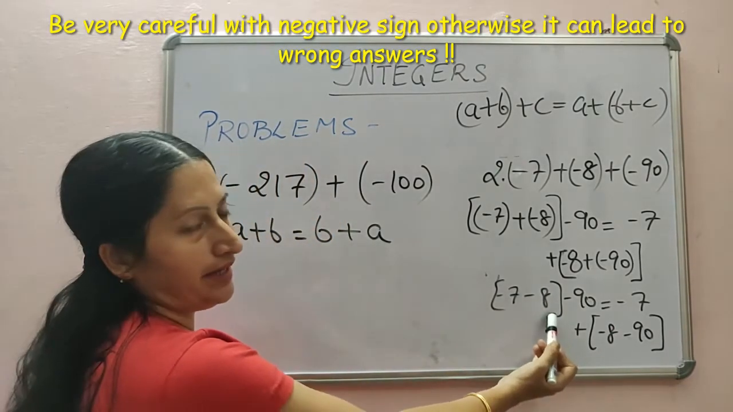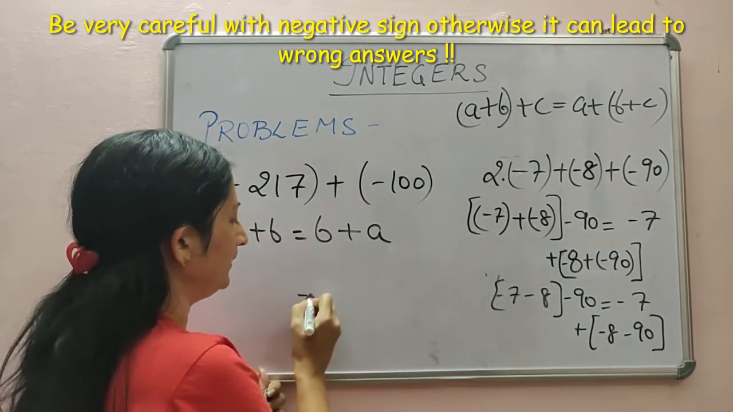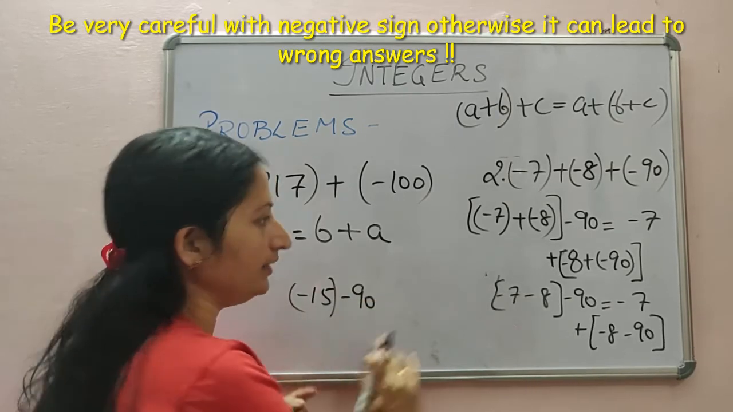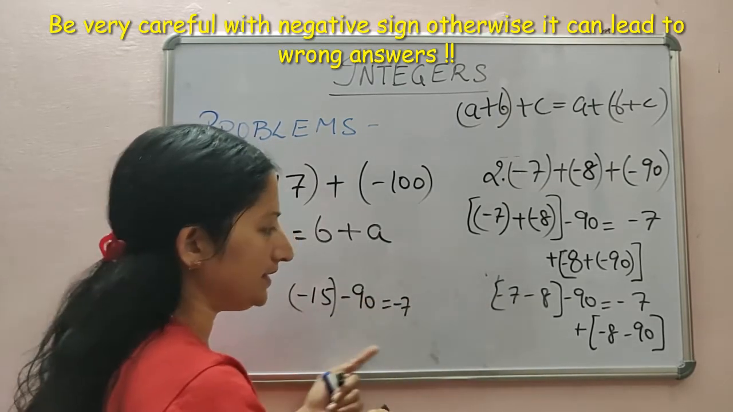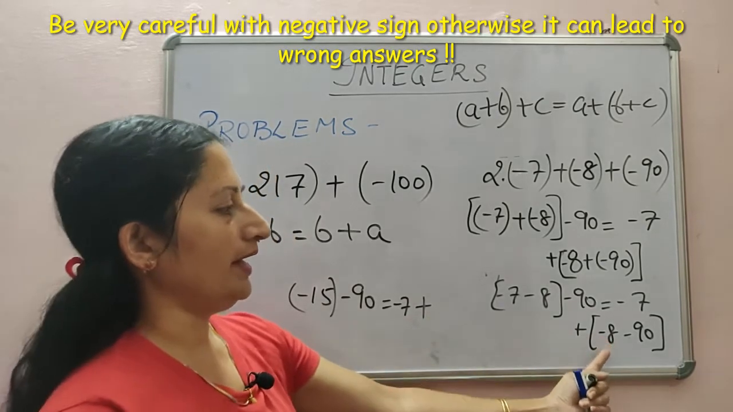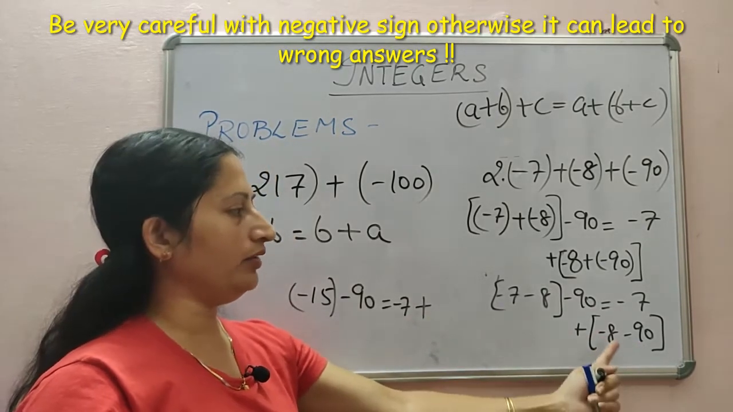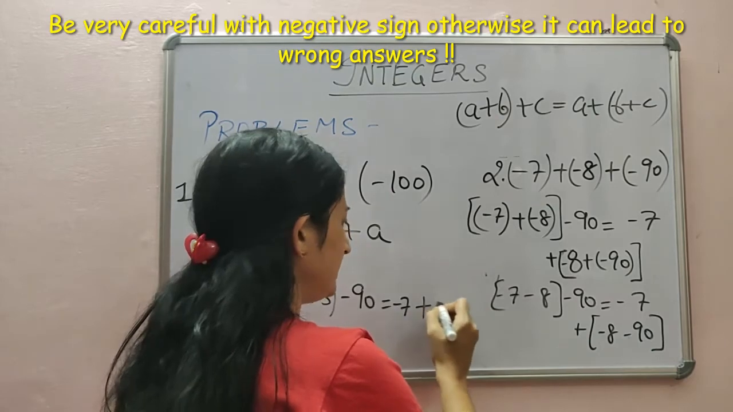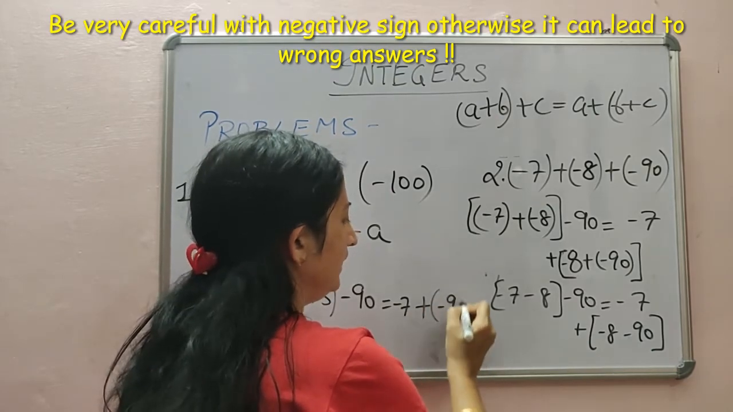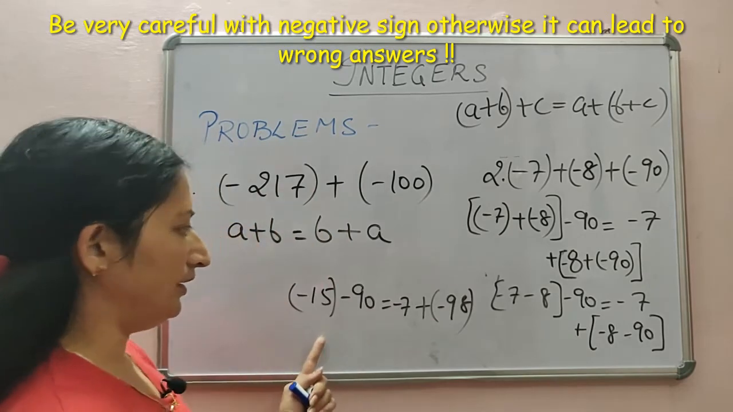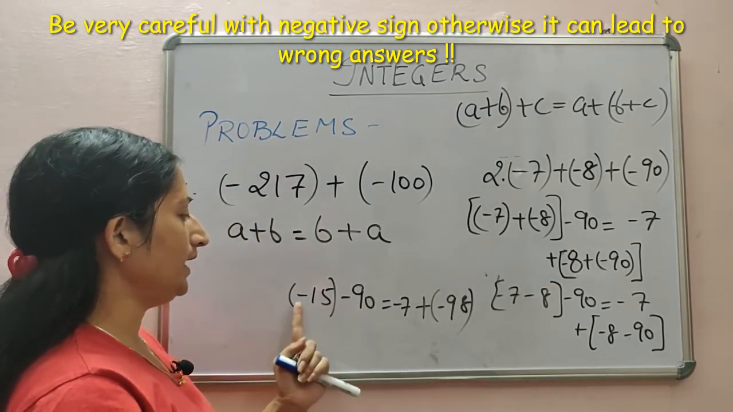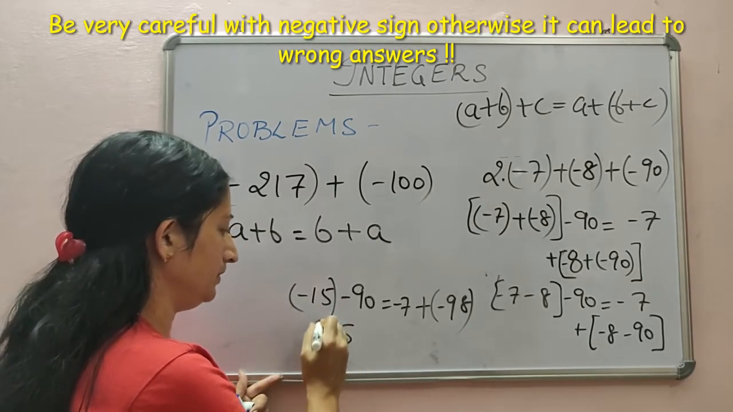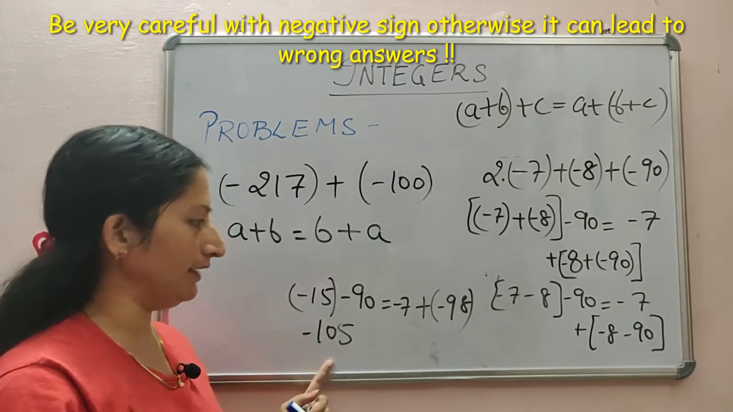So minus 7 minus 8, that will become minus 15 minus 90 on the left hand side, and on the right hand side it will be minus 7 plus. Now minus 8 minus 90 will be added together, 2 minus gets added on, so it will become plus minus 98. Now let's do the next step. So this again, it is minus and it is minus, so it will be added up. So it will become minus 105 on the left hand side.